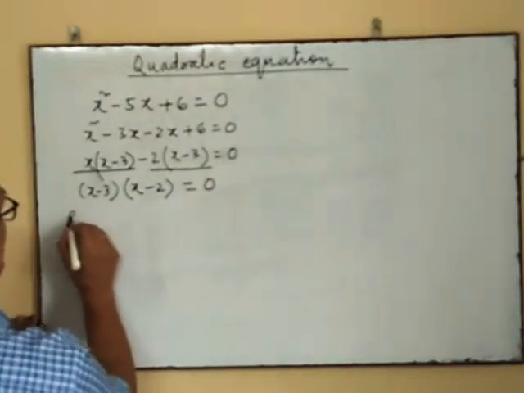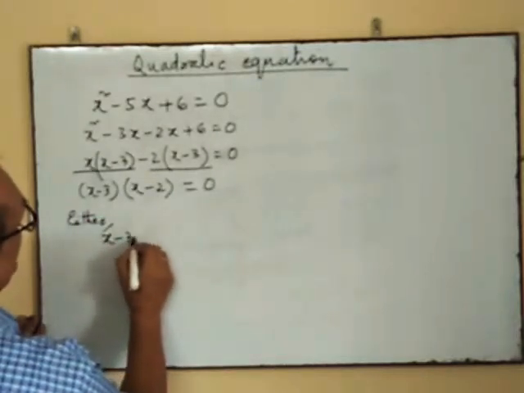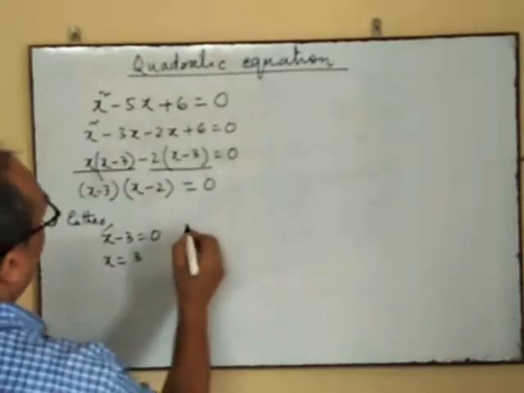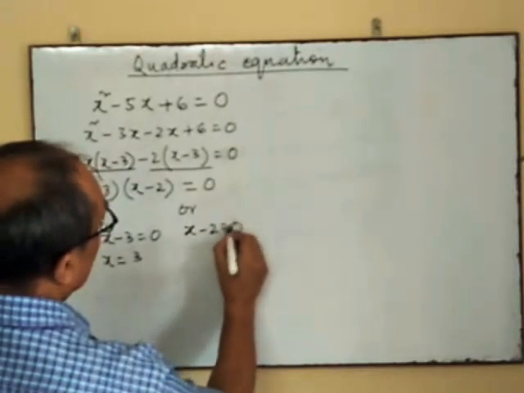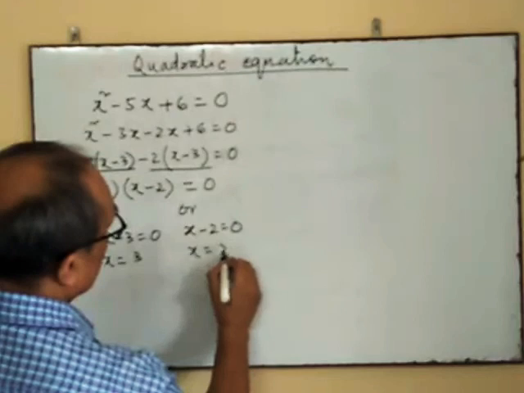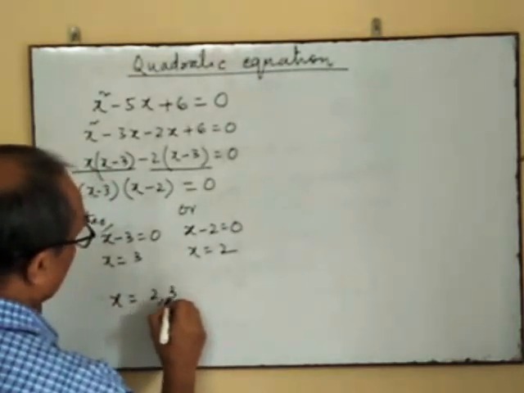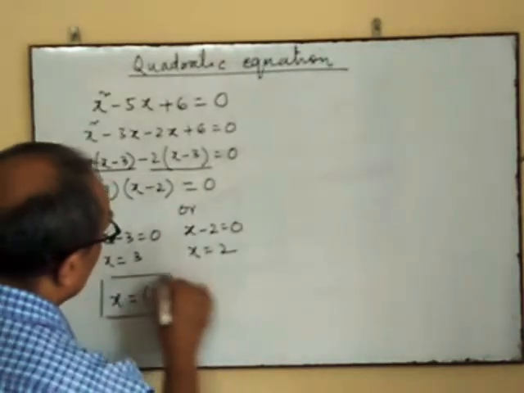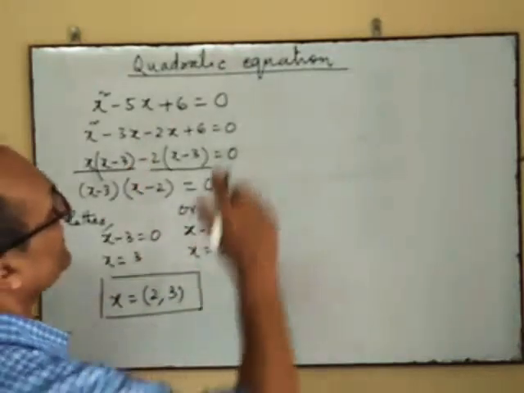So either x minus 3 equals to 0, so we can write x equals to 3, or x minus 2 equals to 0, then x equals to 2. So here is the answer, x equals to 2 and 3. So remember this, such type of equation can be solved by this method. Now I am going to solve it by a different method.